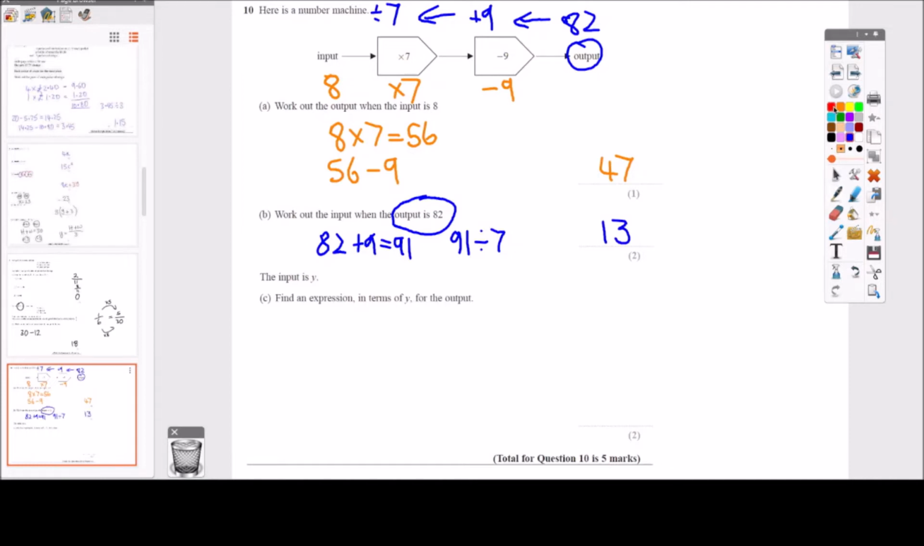Now for part C, we're told that the input is y. So we're taking our input, which is y, we're multiplying it by 7, and then we are subtracting 9. Now y times 7 is 7y, and then secondly, we take away 9.